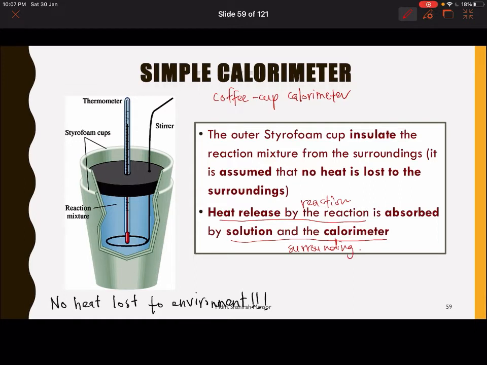In this concept, you have to bear in mind there will be no heat loss to the environment. So when there is no heat loss to the environment, we can calculate the enthalpy of this reaction. How to calculate the enthalpy of the reaction? We must get it from the information we get from the surroundings.